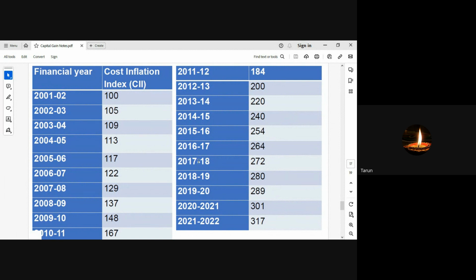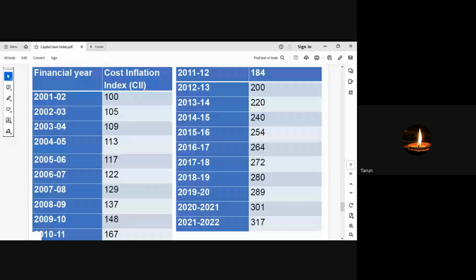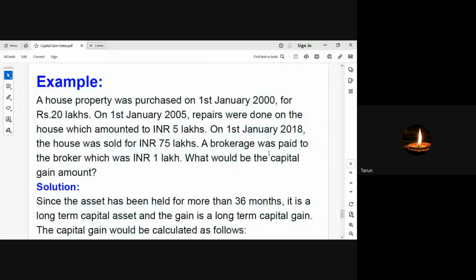Why has it been considered 272 for 2018? Because the asset has been sold on 1st January 2018. If we talk about the financial year of 2018, it starts on 1st April 2017 and ends on 31st March 2018. So the financial year considered in the sale case is 2017-18, and the value in the cost inflation index is 272.